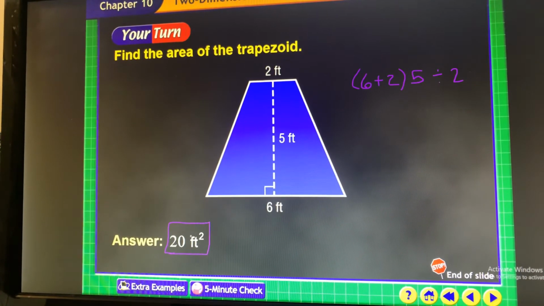And remember, don't forget your units, because every time you forget your units on an assessment, that's like a half a point off. So make sure you really focus in. The area is in squared units.